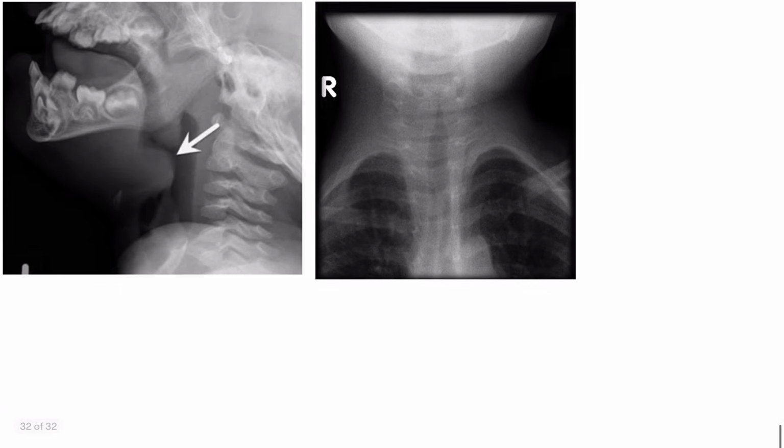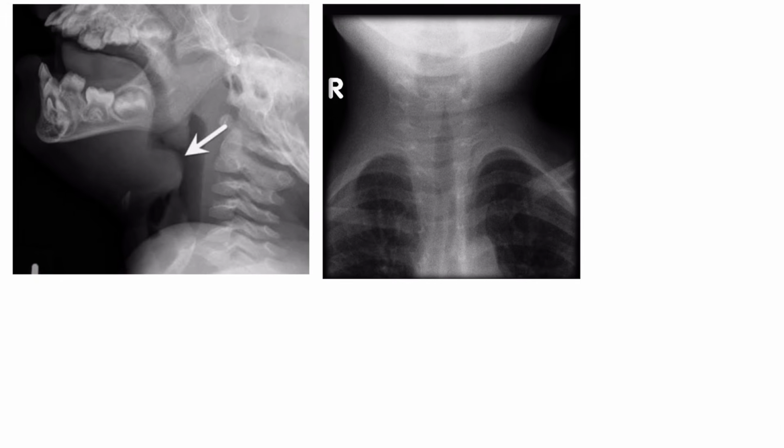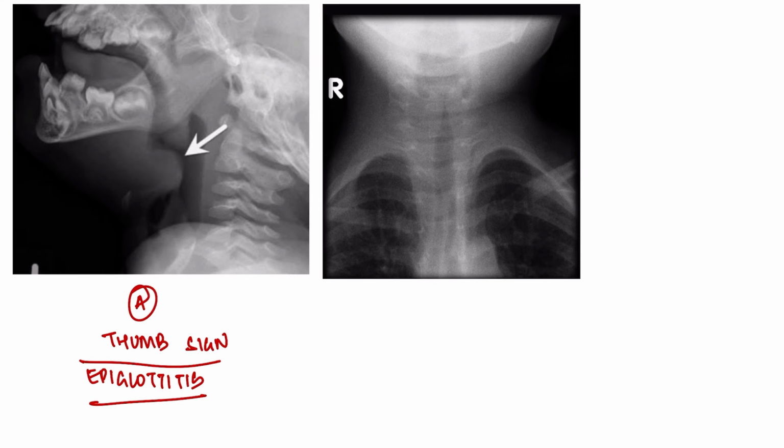Then we have two important conditions over here. Look at the image A. What do you see over here? This is the lateral neck x-ray, and I see that the epiglottis is now swollen and rounded. This is known as thumb sign. Where do you see this thumb sign? We see this thumb sign in cases of epiglottitis. Right? Epiglottitis, bacterial infection, inflammation, a very emergency like situation. You have to manage, this child is going to be very toxic. You have to ensure ABC, airway, breathing, circulation, and then give IV antibiotics.